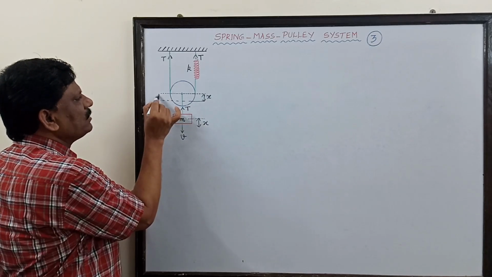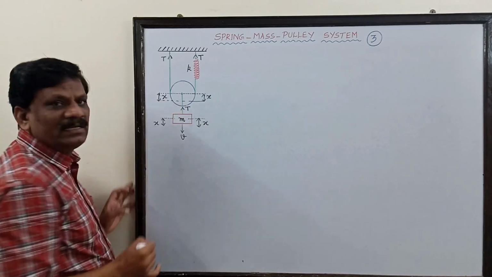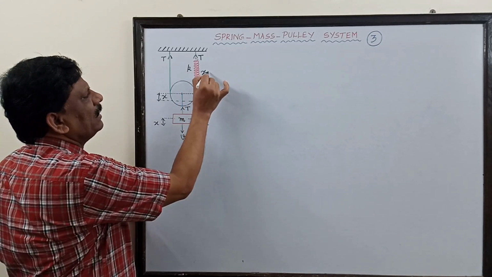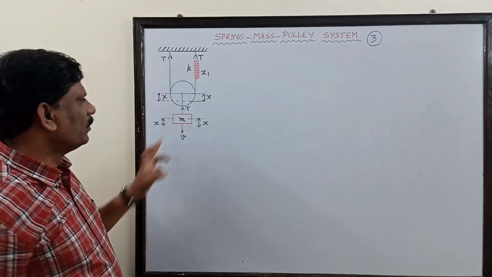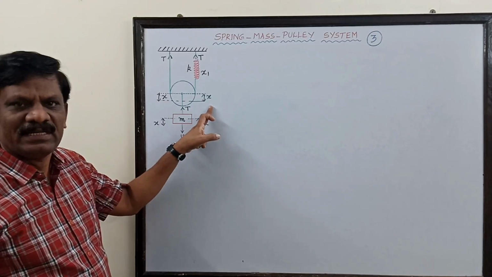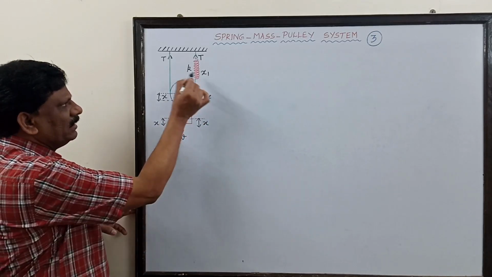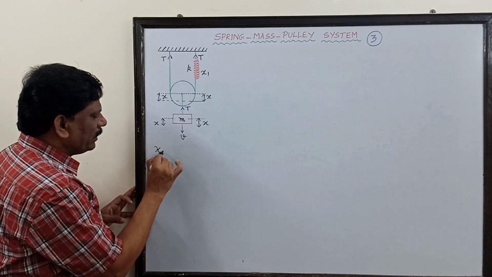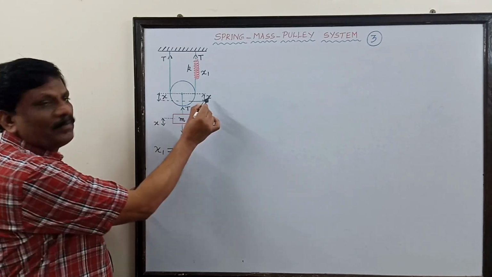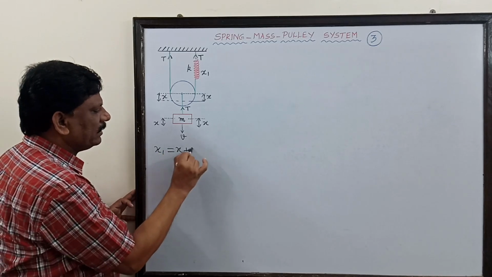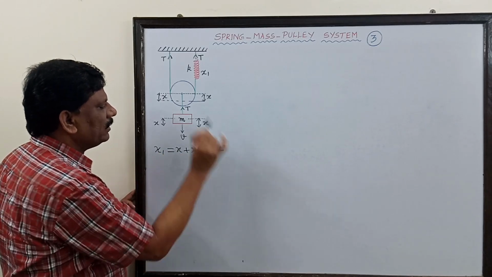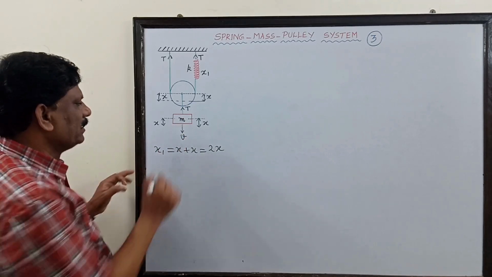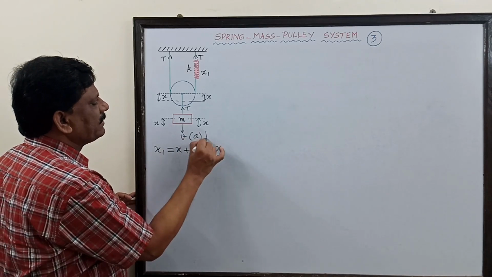The left end also will come through the same distance x, so that the spring is stretched through a distance x1, which must be equal to x plus x. Is it not that? So the displacement produced in the spring, x1, must be equal to x plus x. So this is equal to 2x. Now the mass is accelerated in the downward direction. So this is the direction of acceleration.